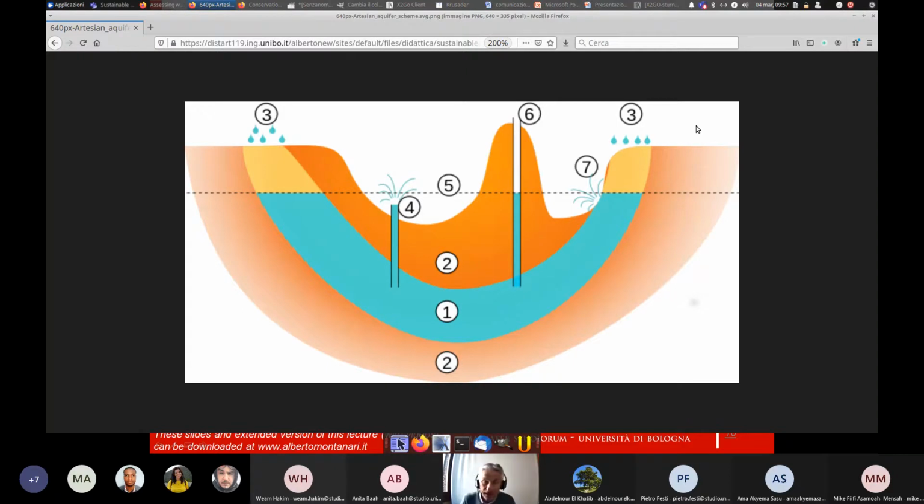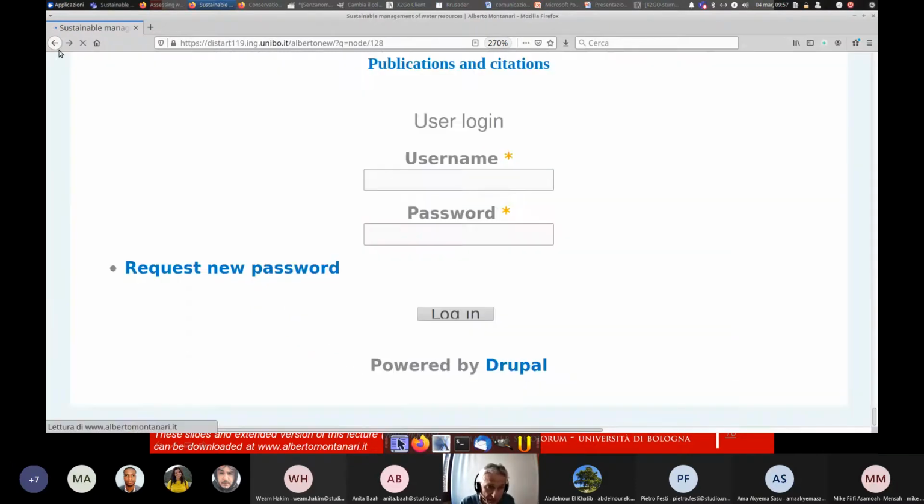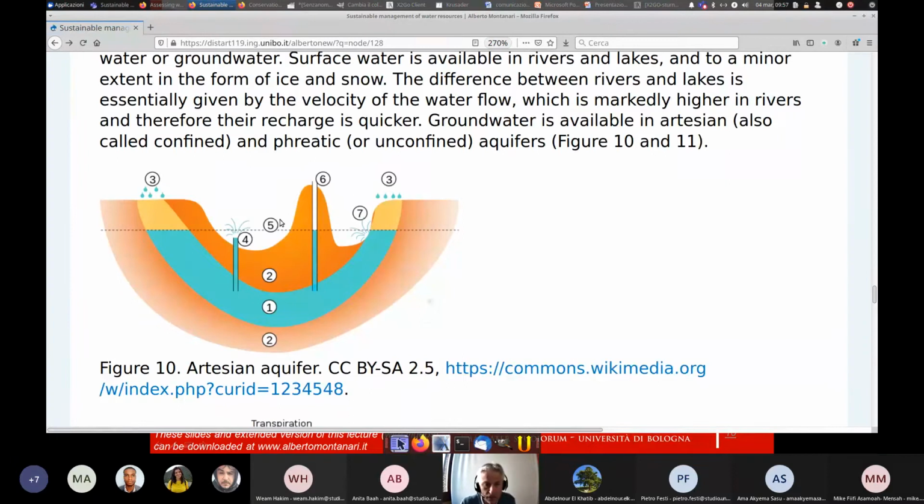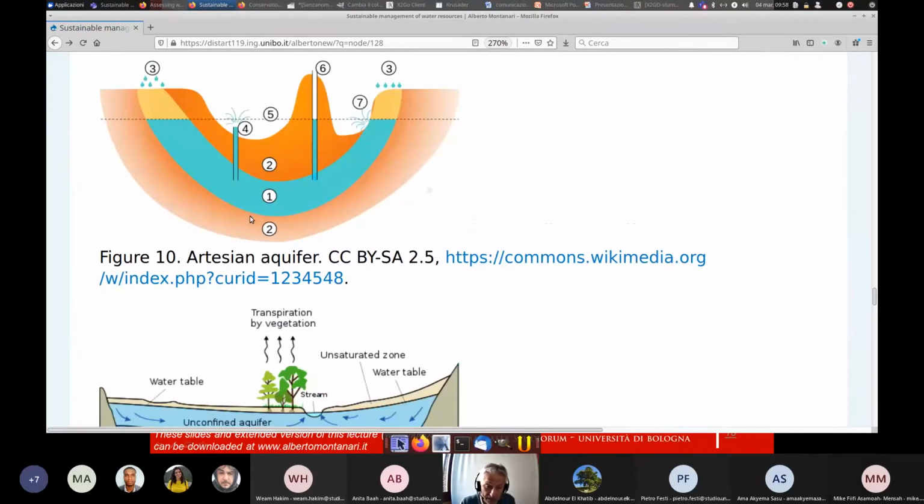There are thousands of scientists working on this, building models, because observations are not enough. So they try to build models. They try to understand how water flows in the underground. We will not see this problem in detail because this is not a course on groundwater modeling. On the other hand, it's important that you are aware of this.